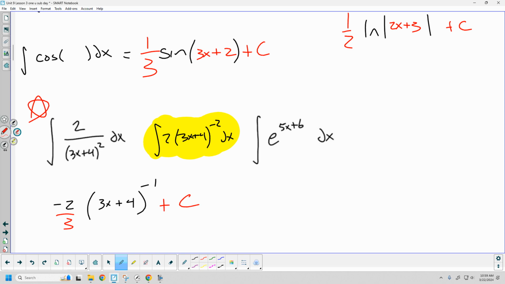Okay, maybe we're 0 for 3. Keep shooting. Come on, let's go 1 for 4. Let's go 2 for 4. Shoot the rock.